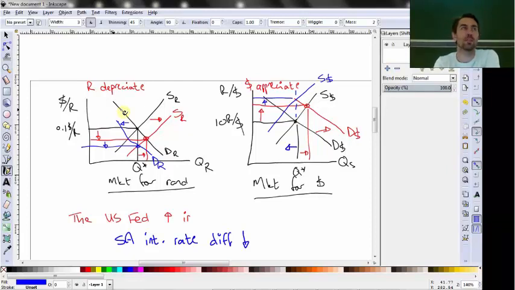Everyone happy with that supply side discussion? Or not? Yeah. Yes. Yes. That's a movement along a curve, because when we depreciate, it's a change in the price level. It's not a shift in a curve. It's a movement along a curve. Happy with that? Okay.